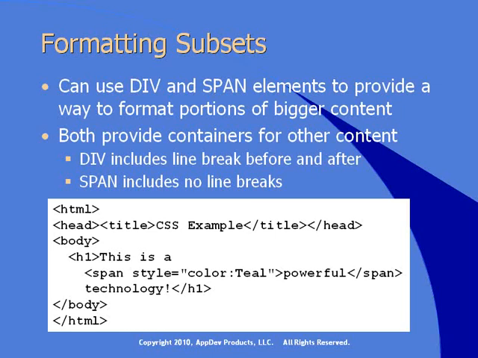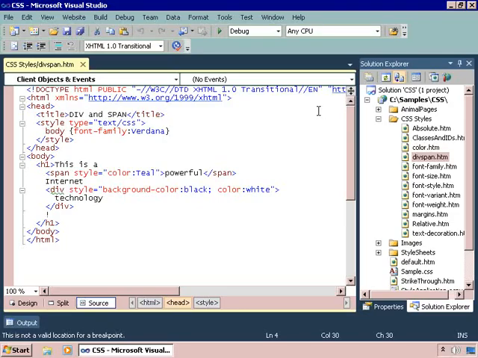Well, let's try a demonstration that shows off this technology. I've loaded up my div span demonstration here, and you can see just a body element, and within there an H1 element. Within H1, I have "This is a powerful internet technology!" exclamation point. But I want powerful to be in teal, and I want technology to be with a background of black and a color of white on its own line. So I've done that by using a span element which contains the word powerful, and I've applied a style to that little bit of text.